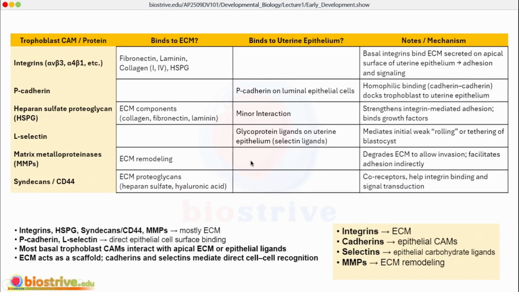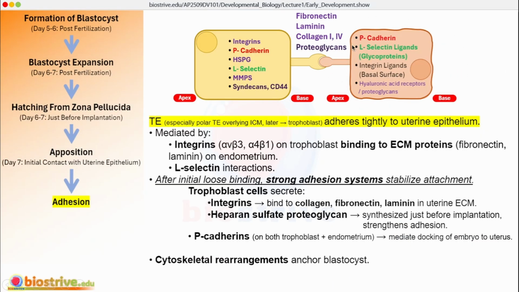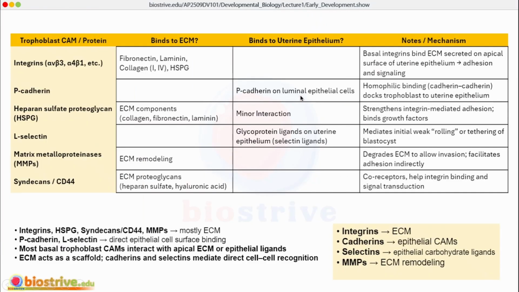So this table comparatively shows the trophoblast cell adhesion molecules. Integrins bind to fibronectins, laminins, collagens, HSPG, and here is a specific mechanism: the basal integrin binds to ECM secreted on the apical surface of uterine epithelium. We saw that uterine cells face apically, whereas the trophoblast cell faces basally, and there will be adhesion and signaling which will finally result in implantation as well.